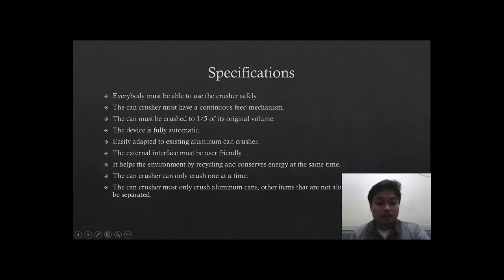The can crusher can only crush one can at a time. And lastly, the can crusher must only crush aluminum cans, and other items that are not aluminum cans will be separated.